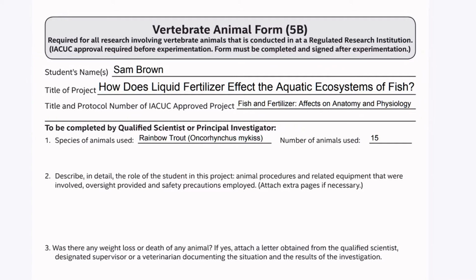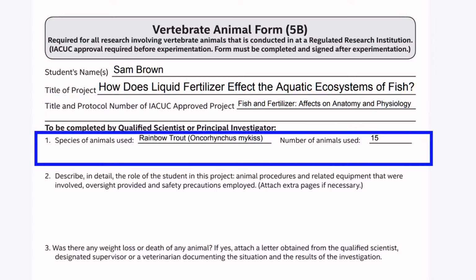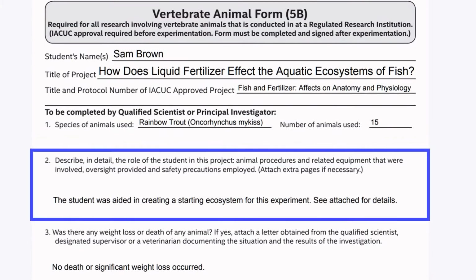Next, the principal investigator or qualified scientist will include the title and protocol number of their IACUC-approved project and the one that would be used to include animals for the student researcher's experiments. The qualified scientist will type in the animal species used as well as the number of animals used in question 1. For question 2, describe in detail the role of the student in the project. Include additional pages if necessary.